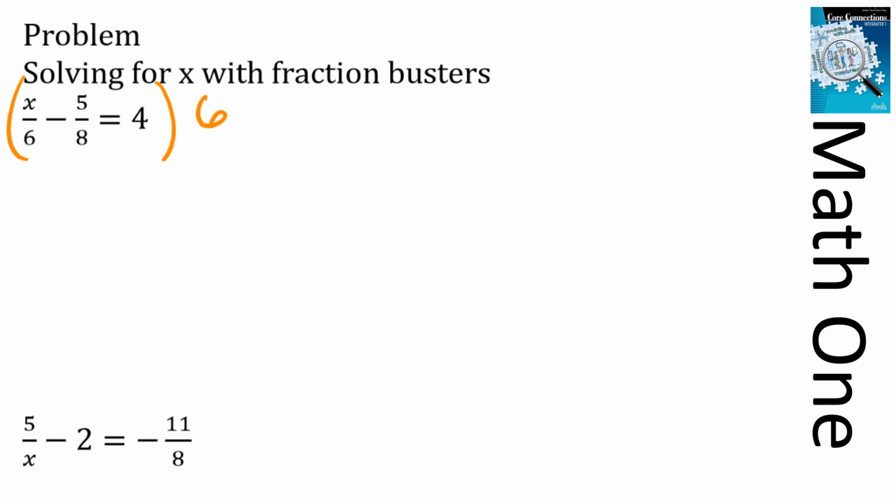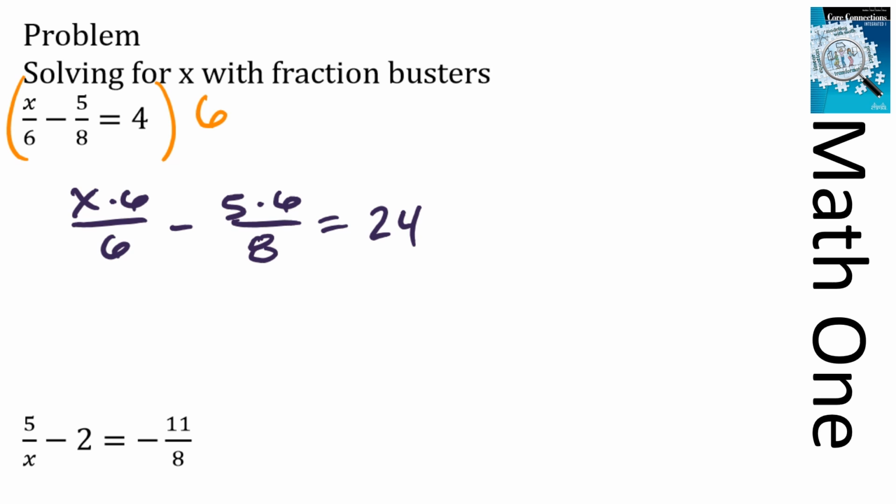Okay, so now back to our problem. So each term is going to get a factor of 6. So if I rewrite this, this would become x times 6 over 6 minus 5 times 6 over 8, and then that equals the number 6 times 4, or 24. So first of all, the immediate thing I see is that I've eliminated the factor of 6 from my first term entirely, and this becomes x minus.